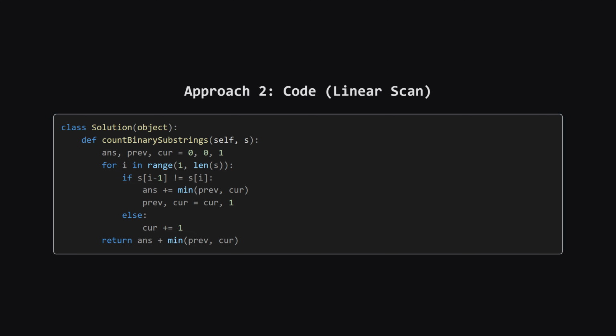Here is the code for the linear scan. It looks very similar, but notice we don't have a list anymore. We have ans, previous, and cur. We iterate through the string just like before. Let's zoom in on the logic inside the loop.